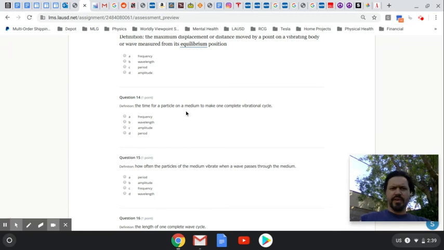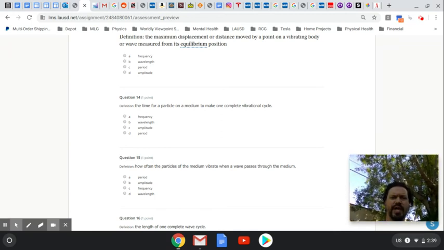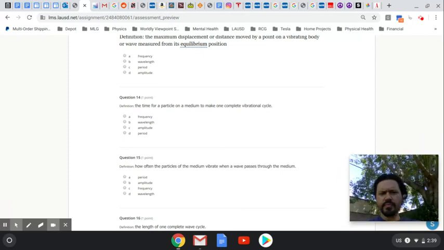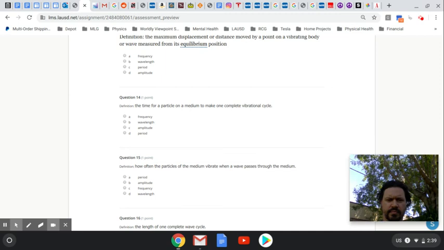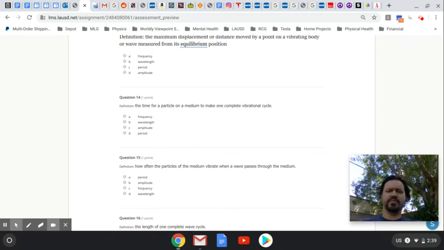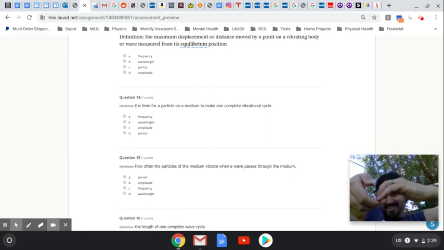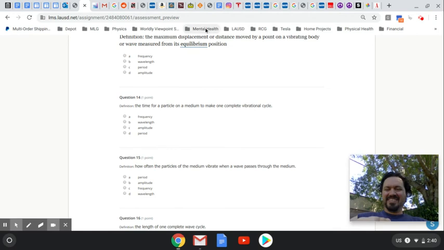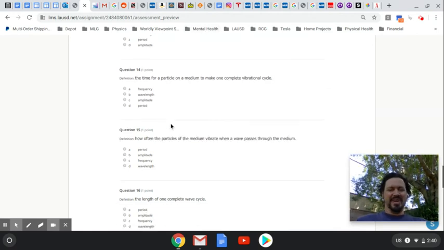Next one, number 14, the time for a particle on a medium to make one complete vibrational cycle. So time is a period. Think of a period like a class. It's the time for one class, one cycle of learning. So that's the reason the words are the same. That's usually the easiest way for students to remember period: to think of periods in school. It's the time for one thing, one class, to occur. In this case, it's for one wave. Most waves kind of look like a sideways S. So one of those to go by.